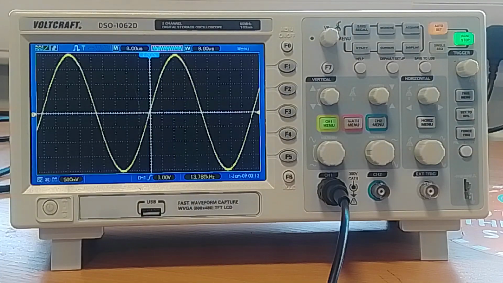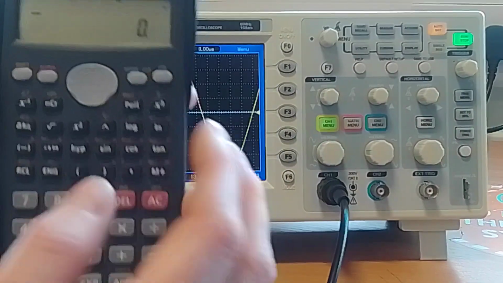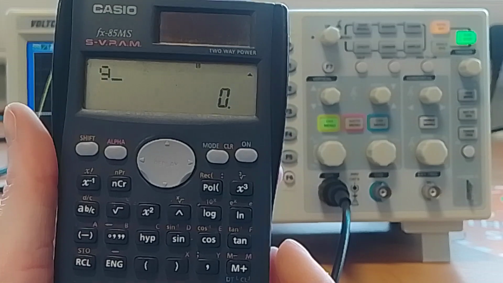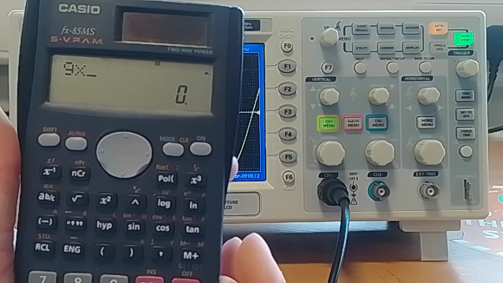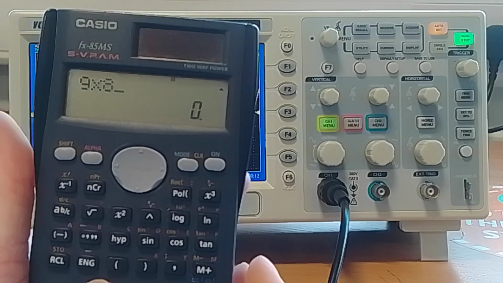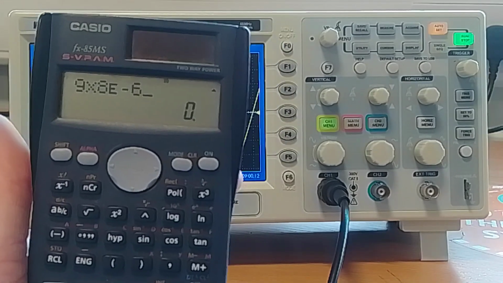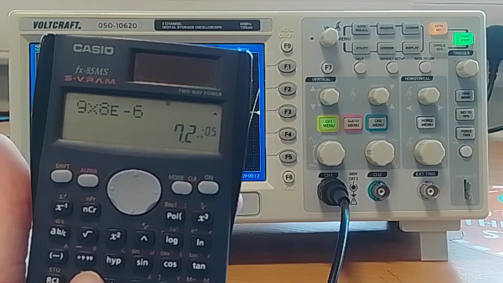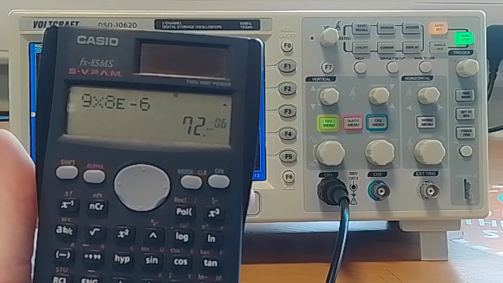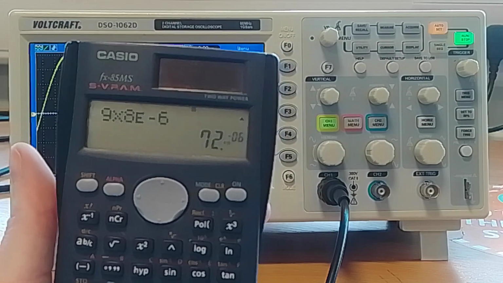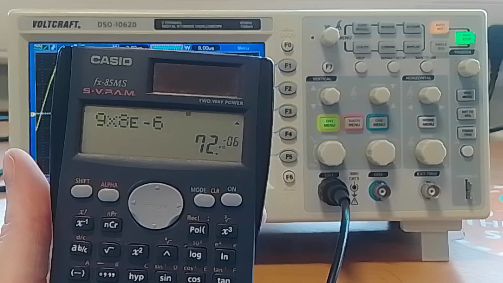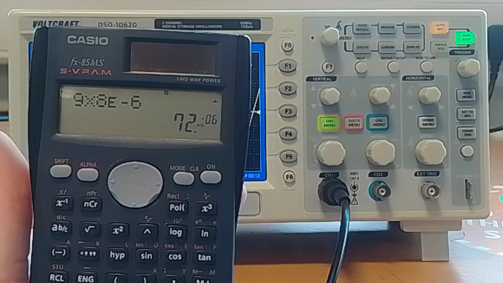So to do that in your calculator: 9 boxes, each one of those boxes is worth 8 microseconds, 8 times 10 to the minus 6. And we'll engineer that. So that's 72 microseconds. That's the periodic time, which is capital T if you're writing it in a formula.